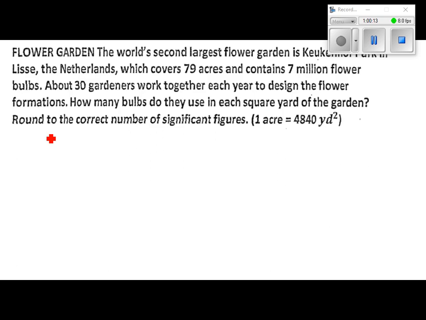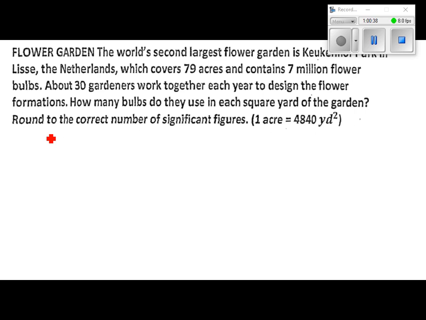Flower garden. The world's second largest flower garden, and I'm not even going to try to pronounce that name, somewhere in the Netherlands, covers 79 acres and contains 7 million flower bulbs. Does everybody know what a flower bulb is? A flower bulb is just what you plant in the ground. It's like the seed for the flower.